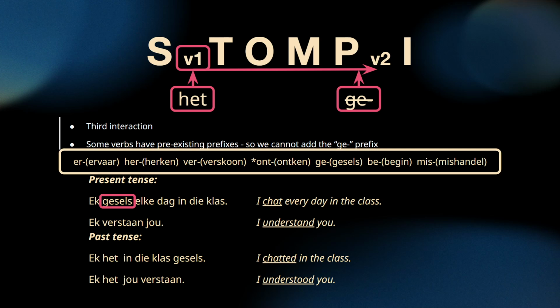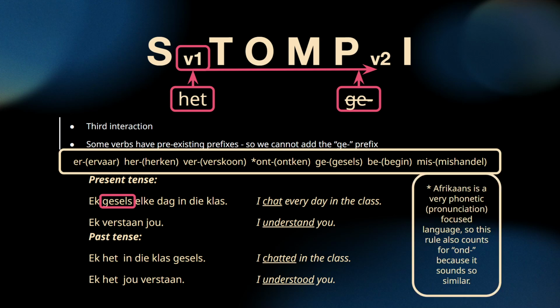I just want to quickly add a note to ont. Because Afrikaans is such a phonetic language, our T's and D's sound very similar. So ont and ond are going to be treated the same. So if you have a word that begins with ond, O-N-D, it is also not going to gain a ge.